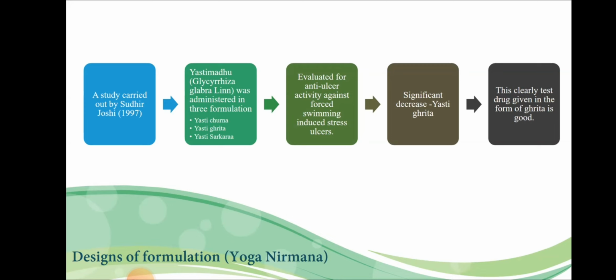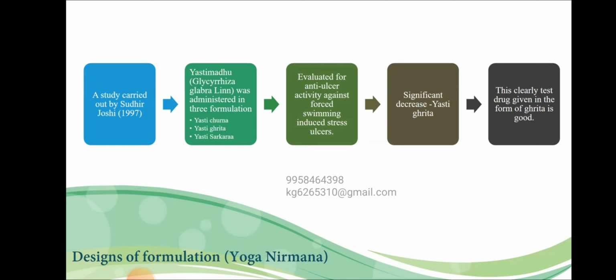This is a study which was done by Dr. Sudhir Joshi in 97, in which Yashti Madhu was administered in three different formulations and subjected to comparative evaluation. The three formulations were Yashti Churna, Yashti Grita and Yashti Sharkara, each containing the same quantity of Yashti. They were evaluated for anti-ulcer activity.